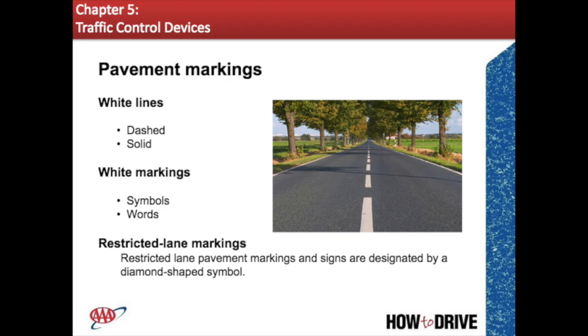Restricted lane pavement markings or signs appear on heavily traveled city streets and expressways. During certain hours of the day, traffic in some lanes may be restricted to buses, turning vehicles, or high occupancy vehicles, HOVs, where passenger vehicles contain 2 or more people. Restricted lane pavement markings and signs are designated by a diamond-shaped symbol.